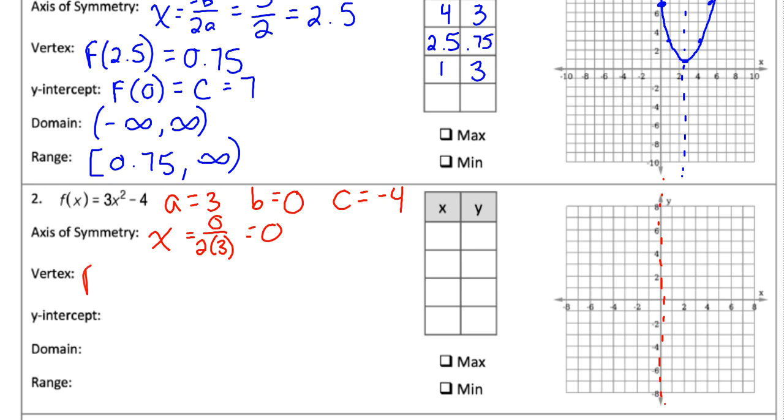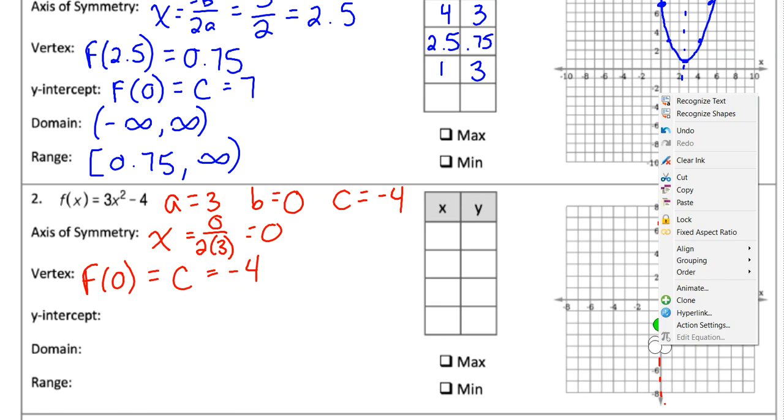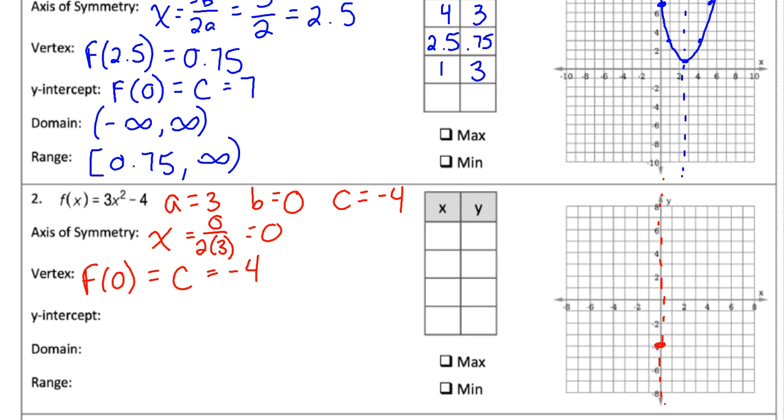All right, let's plug that in to find out where my vertex would be. My vertex in this case means I'm plugging in 0 for x. That's going to give me the C value of -4. So my vertex is at (0, -4). And I know from the parabola, because the A value is 3, it's opening upwards, so I know that's going to be a minimum value.